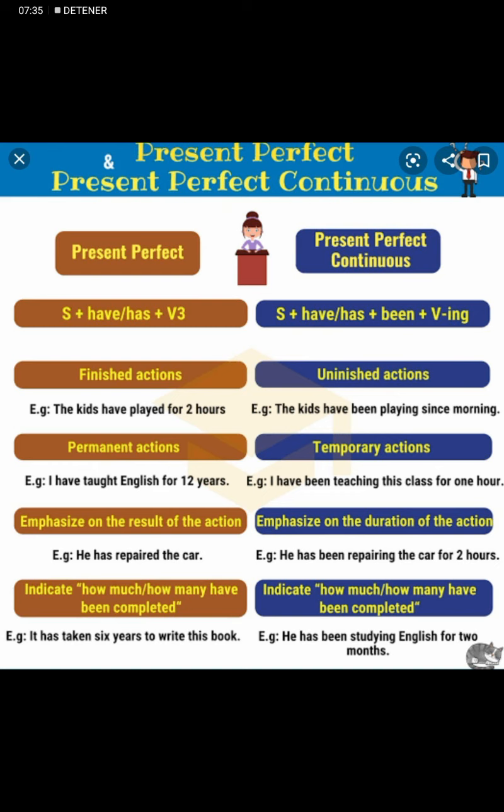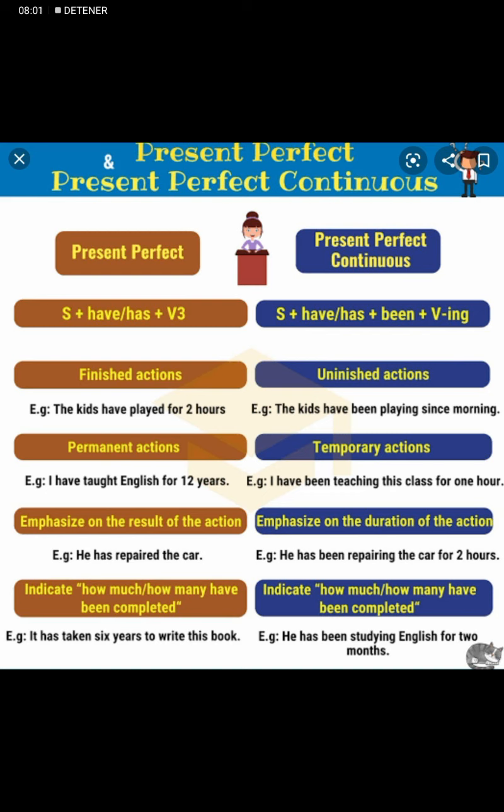So now the difference is in uses: finished actions, unfinished actions. The kids have played for 2 hours. This is done. The kids have been playing since morning. This continues. As the name says, continues. Permanent actions: I have taught English for 12 years. Temporary actions: I have been teaching this class for an hour or 1 hour.